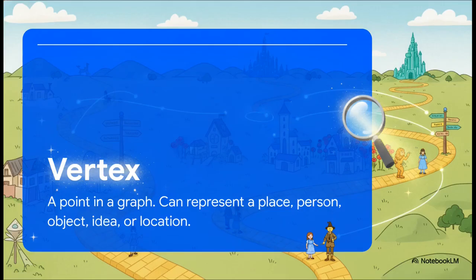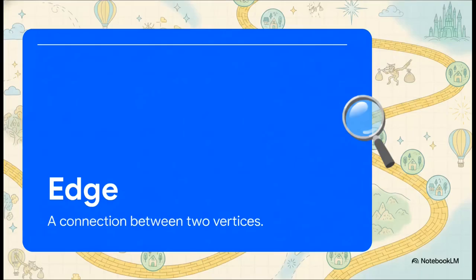Our cities, our towns. In other contexts, it could be a person in a social network or a computer on the internet. But for our travel purposes today, just picture it as a specific destination point. Next, we have an edge. If the vertices are our towns, then the edges are the roads connecting them. An edge is simply a connection between two vertices. It's the literal path we walk on to get from point A to point B.